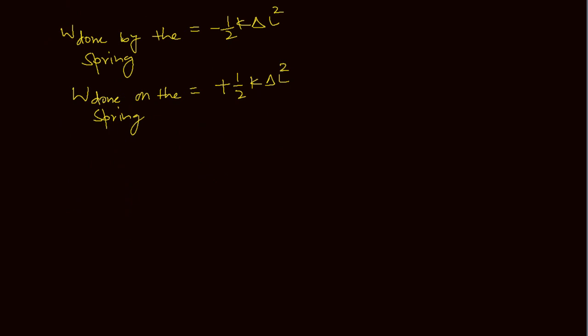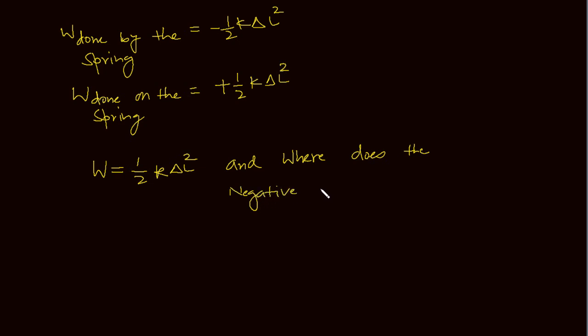Now, why work done by spring is written like this, and where does the negative work go? So let me address the second part first.